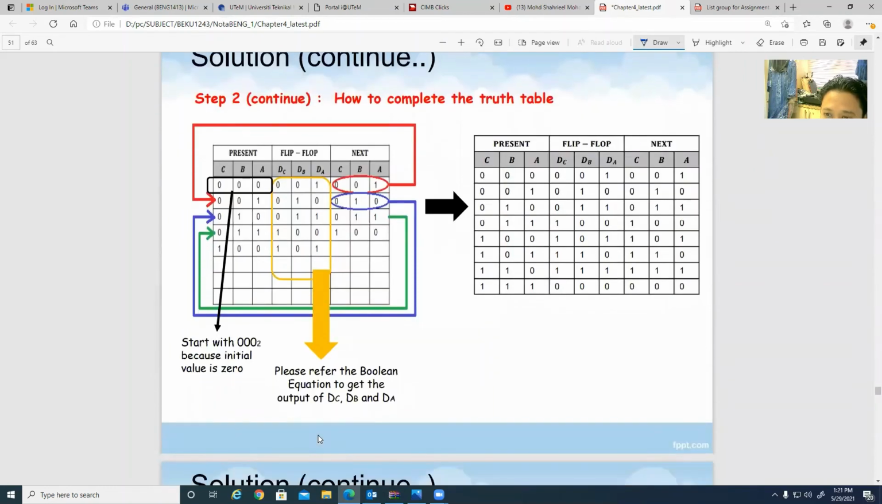This is to show you how to complete the truth table, which I will explain after this. You have to start from zero and follow the sequence. If the sequence is not given, just follow based on the question, from 0 to 7. With 3 inputs we have 0 to 7, with 4 inputs we have 0 to 15 in decimal. This is the flip-flop D, DA, DC for example, so you refer to the Boolean equation to get the output for DC, DB, and DA. This is the next state, so bring it here to here, then next bring to here, and so on. That is what we call the next state.